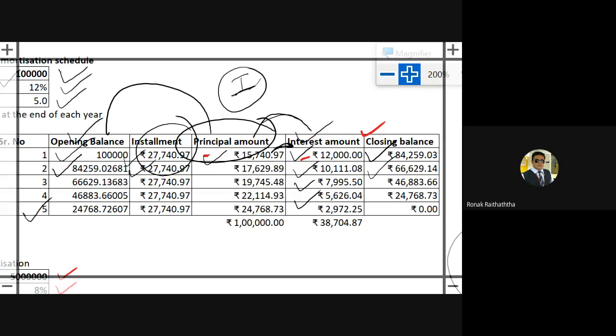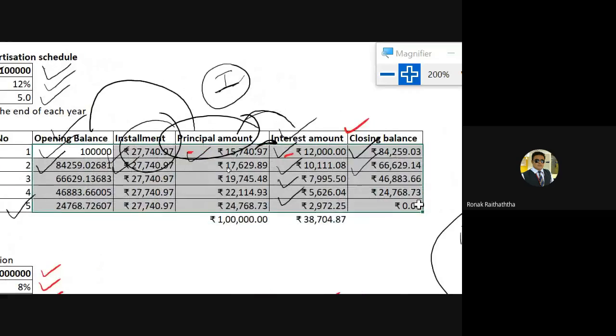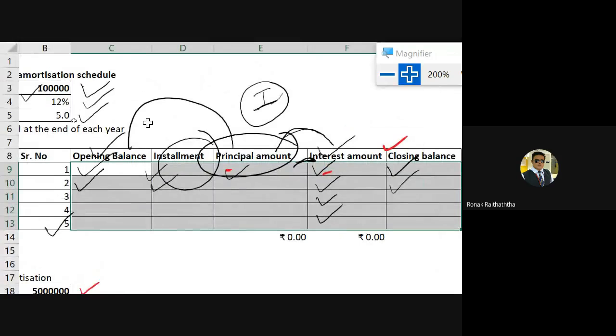But if you know the Excel, if you know the formulas, for each and every amount we have here the formulas. Let's try to prepare this. I'm deleting all the things now. I hope you have understood it conceptually well now. Now I can move ahead with the calculation of it.